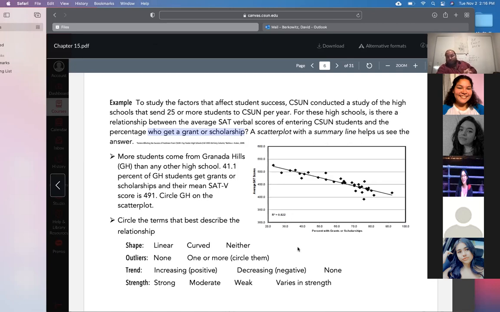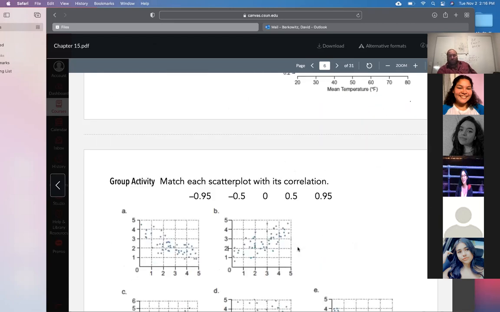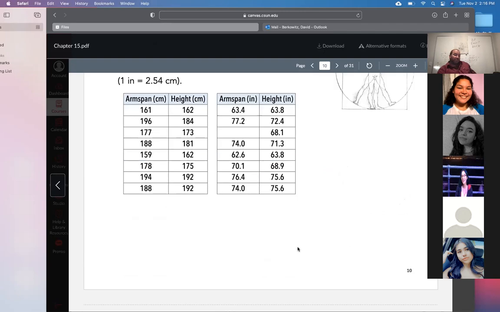I think they could have done it where the SAT scores are more likely to predict the percentage. Yeah, I agree with that, because if you think about it chronologically, you take the SAT before you get to college, which means the average SAT scores chronologically come first. So I think average SAT scores is more likely to predict grants and scholarships versus the other way around. But again, correlation, you get the same answer either way.